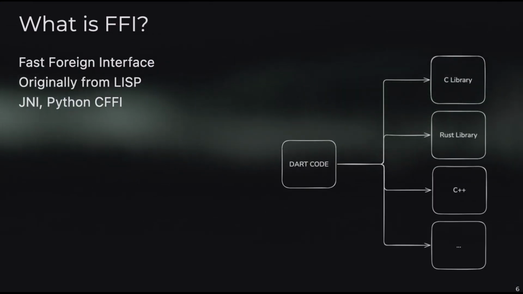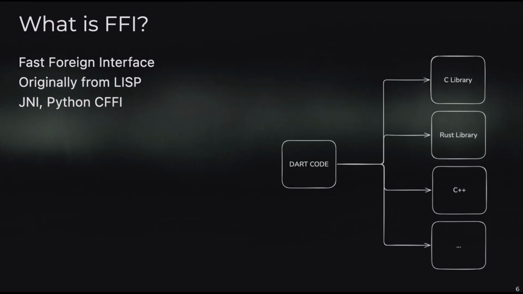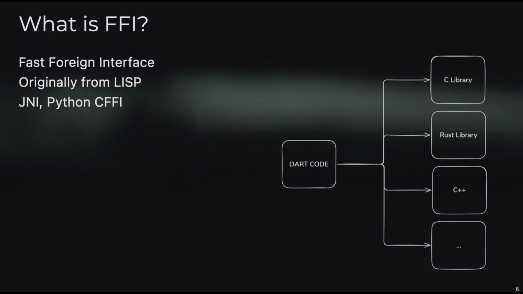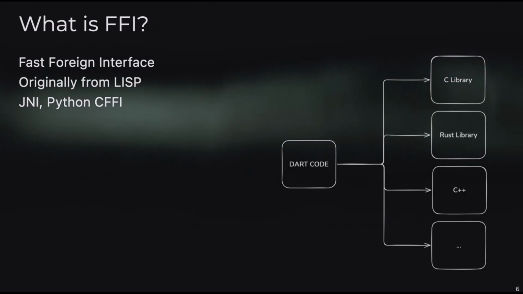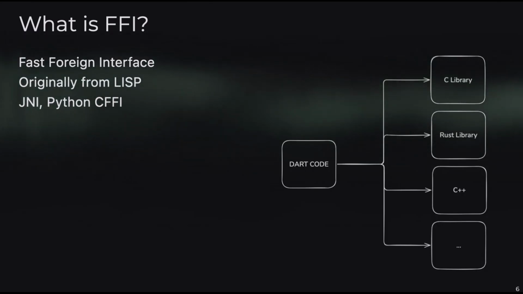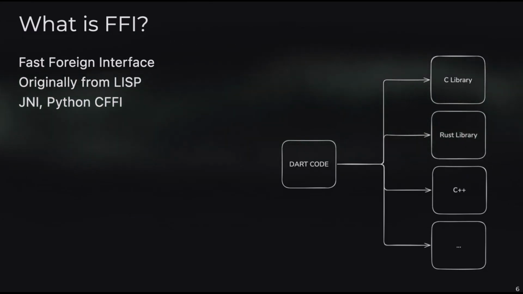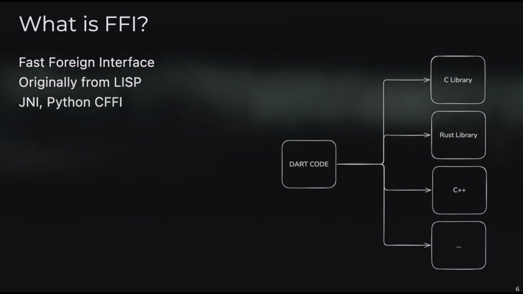So what is FFI? It stands for Foreign Function Interface. Originally, Lisp had it in their programming language, and then it's been translated all sorts of other places, called slightly different things. Like in Java, it's called JNI. Python has CFFI, depending on which Python runtime you're using. And essentially what it does, it'll let you use Dart code to talk to C libraries, Rust, C++, whatever can expose bindings in a way that is understood by Flutter, which is C bindings.